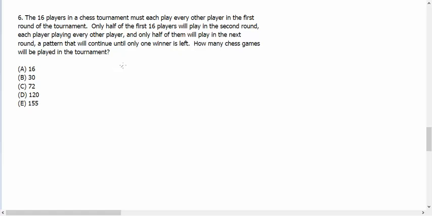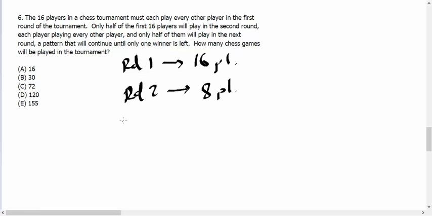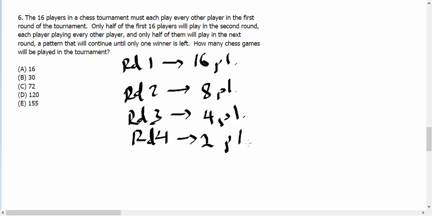Okay, so here we're going to have to figure out the number of different rounds. So round 1, we're going to have 16 players. Round 2 says each round half of the previous number of players are left, so it's only going to be 8 players in round 2. Round 3, well, only half of them are left, so 4 players. Round 4 could be 2 players left, and then that's it, because the winner is going to be the winner. There's going to be no more games.